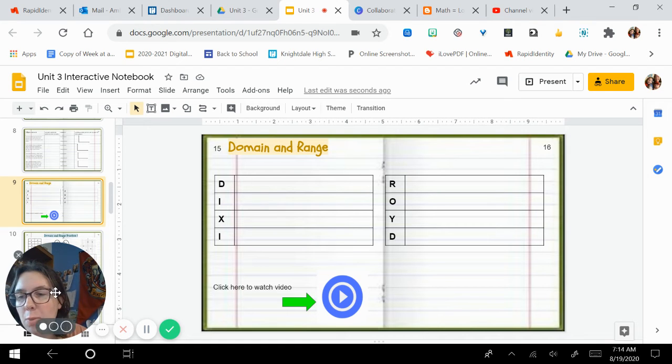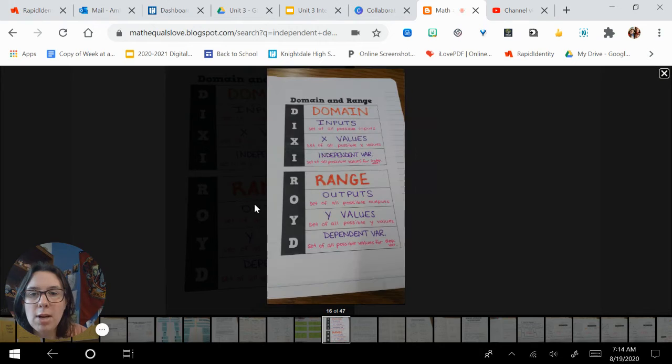Hey everybody, welcome back. This is the third lesson for Unit Three's notebook. So today we're going to be learning about domain and range. And I have this image right here and I'll put it up.